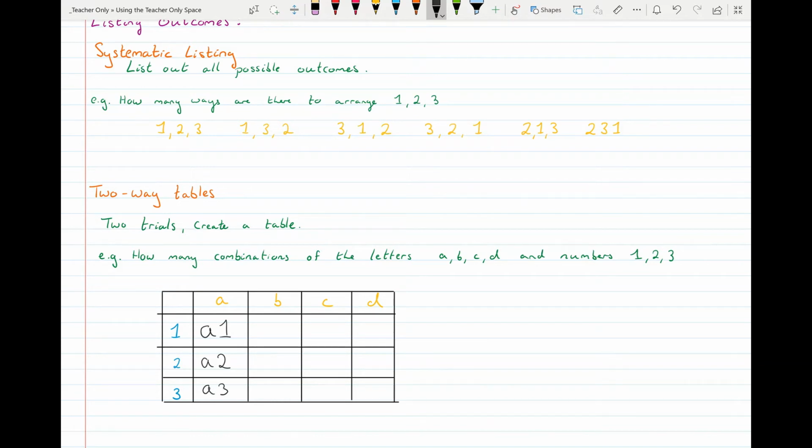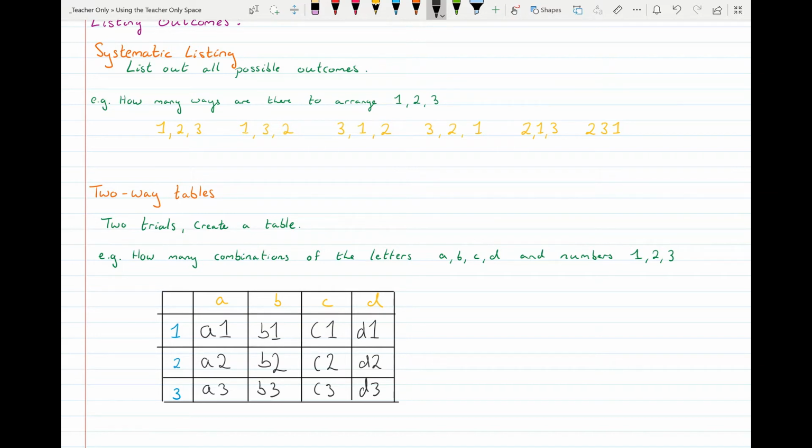In the second column, well, the letter is B. So we'd have B1, B2, and B3. Third column, the letter is C. So we'd have C1, C2, C3. And in the fourth column, the letter is D. So it'll be D1, D2, D3. And that's your two-way table. You're after listing out all the possible outcomes there. And there's 12 of them.